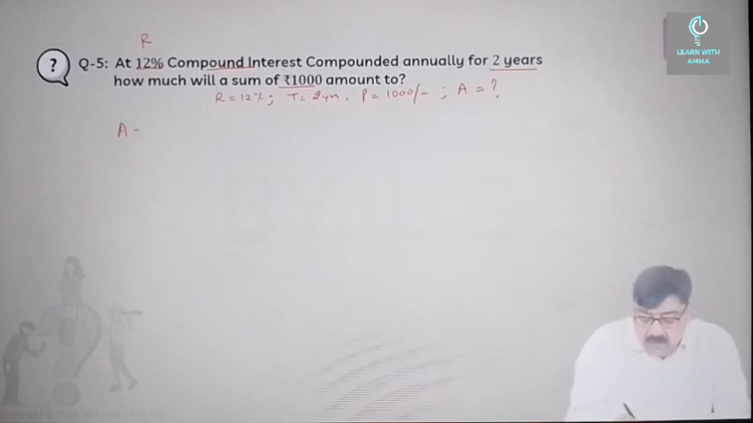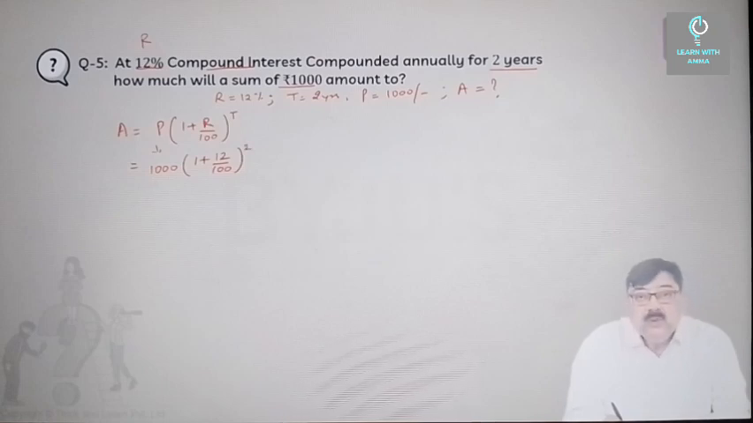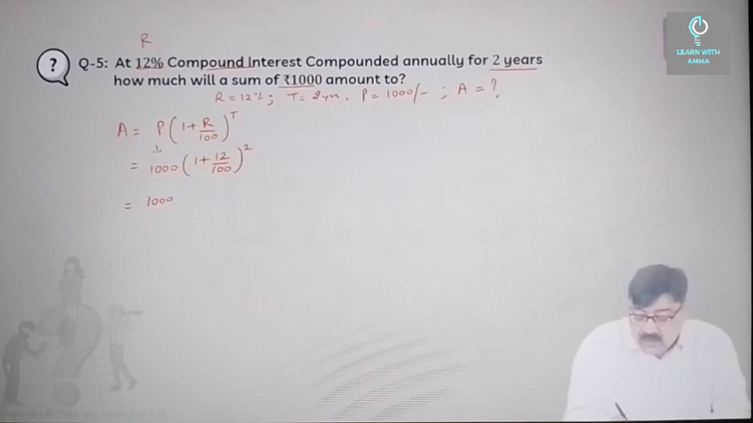Now we know that amount is principal into 1 plus R by 100 raised to T. Now how much is the principal? It is given to you as 1,000. 1 plus 12 by 100 raised to 2. Now once again, as I told you, do not try to balance this 12 and 100. Don't try to cut them. So this is 1,000 into 112 by 100 into 112 by 100.